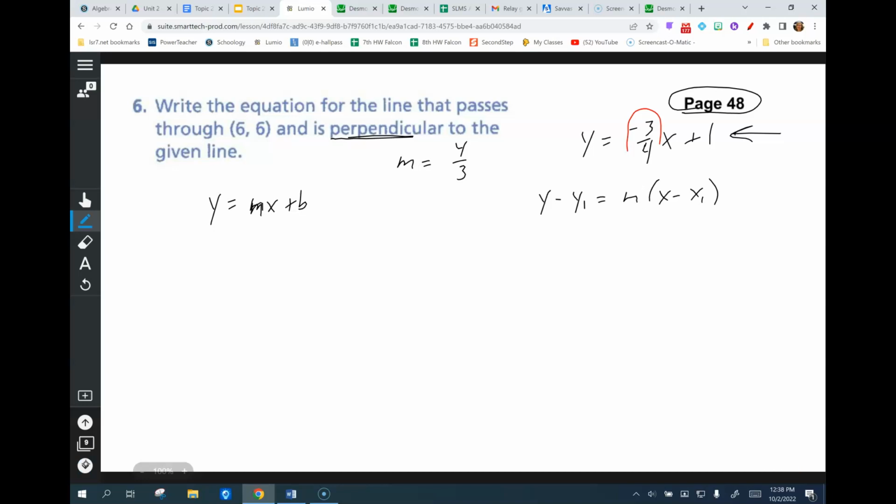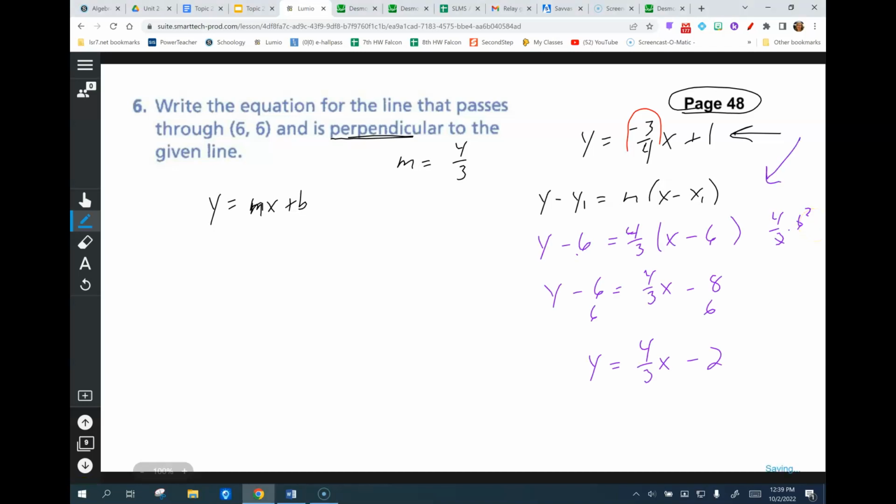Try whichever method you want, and then let's come back and compare. If you did it by point-slope, you would have plugged in a 6 and a 6, and you used your new slope of 4/3, the perpendicular slope. Then we would have found that 4/3 times 6 is 8, and we come up with our equation right here. Okay, so if you did it that way, you can skip this next part.